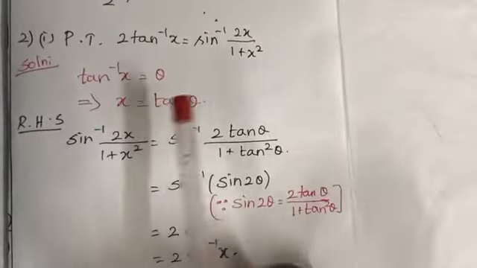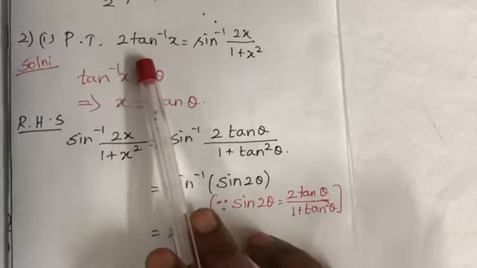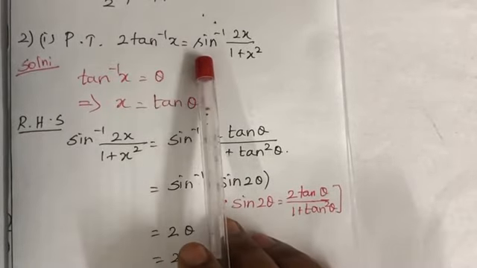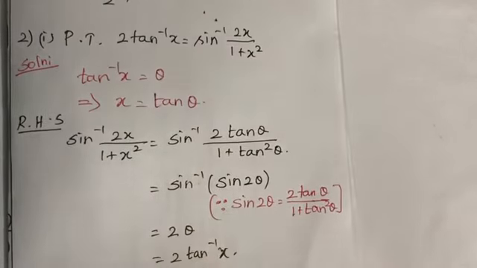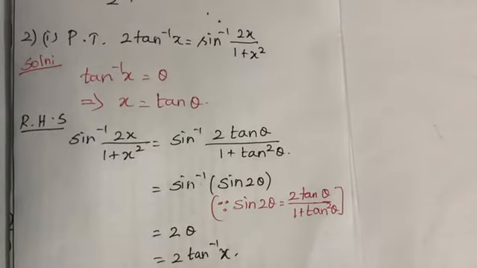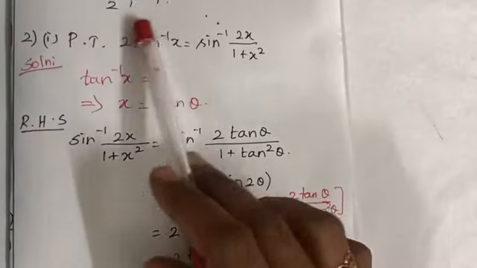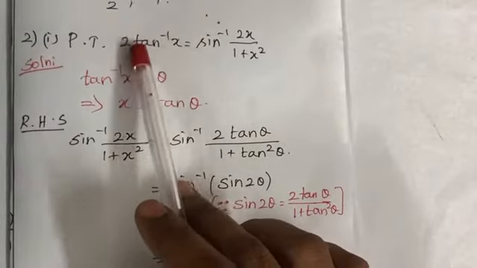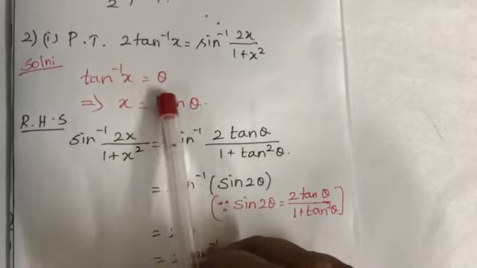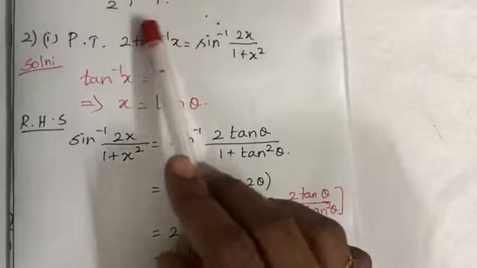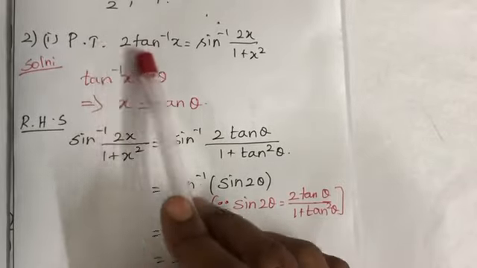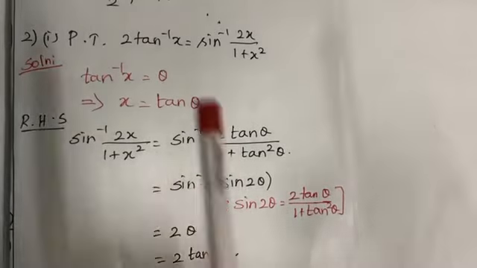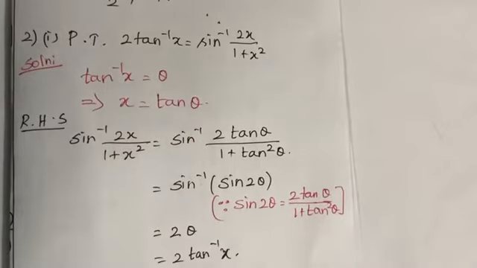Second question. Prove that 2 tan inverse x is equal to sin inverse of 2x divided by 1 plus x square. So, let's take tan inverse x is equal to theta. So, x is equal to tan theta. Tan is moving to the opposite side. So, x is equal to tan theta.